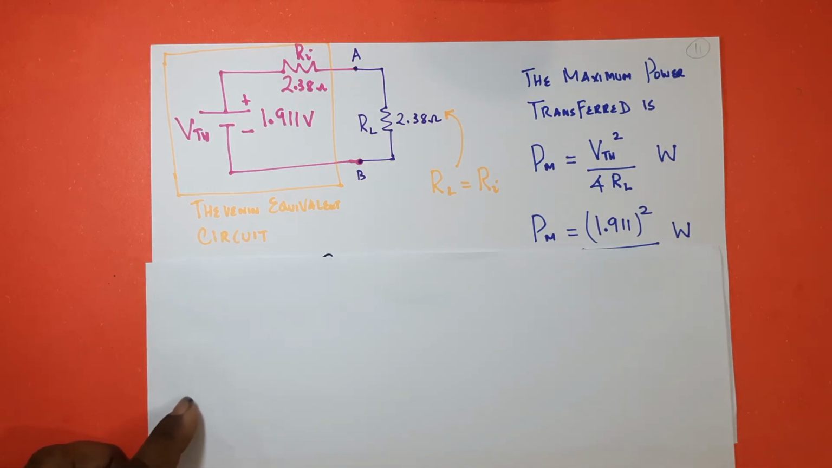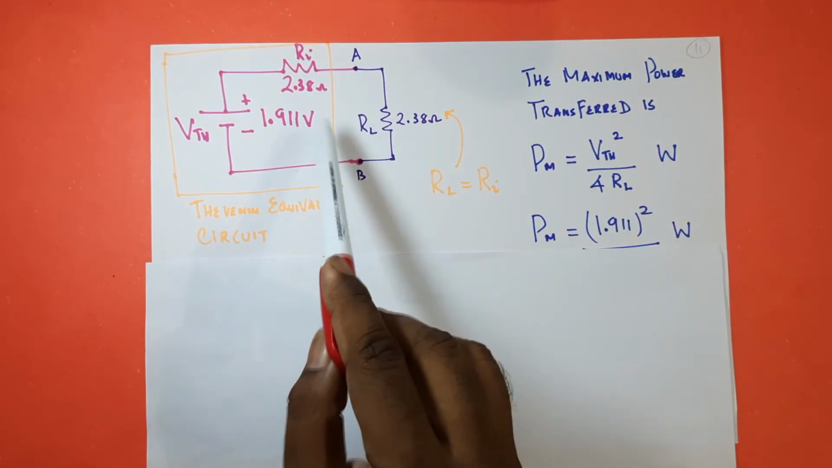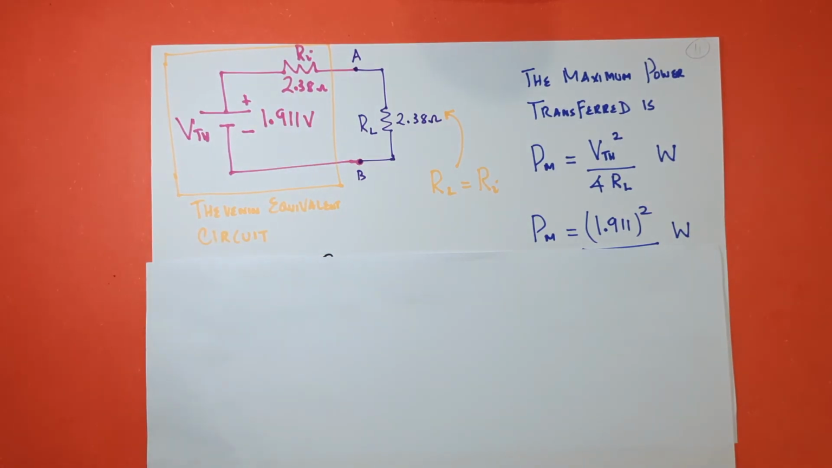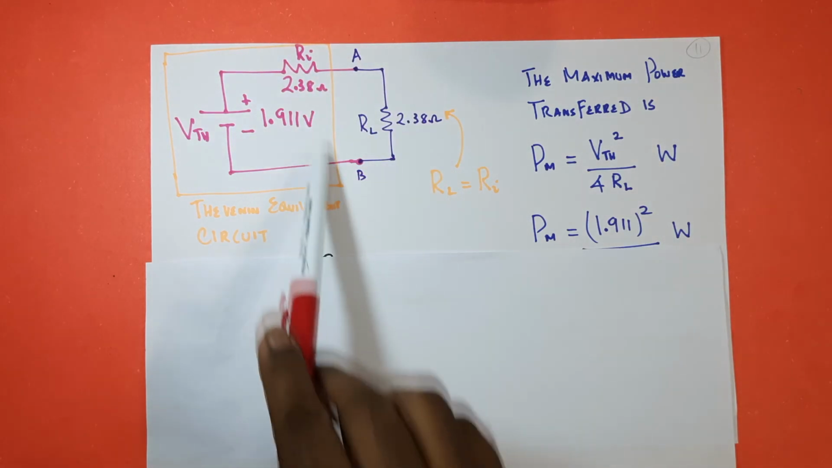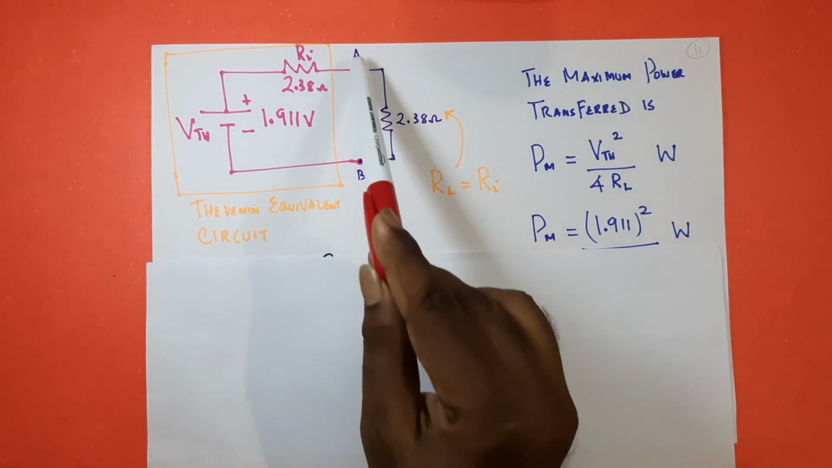Okay. So next what we have to do is, we have to Thevenize the circuit. So V Thevenin is 1.911 volt. This R Thevenin or Ri, okay, internal resistance is 2.38. So this box is your Thevenin equivalent circuit. And we have terminals A and B.